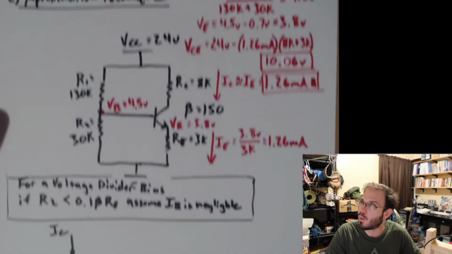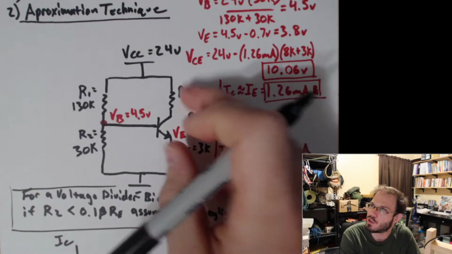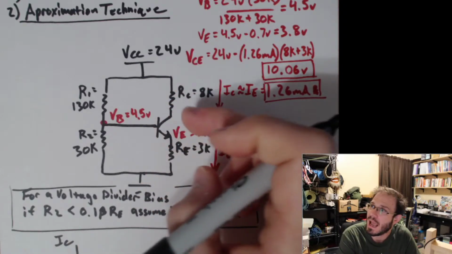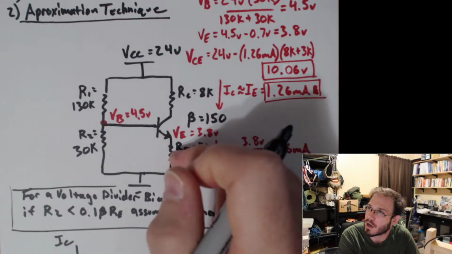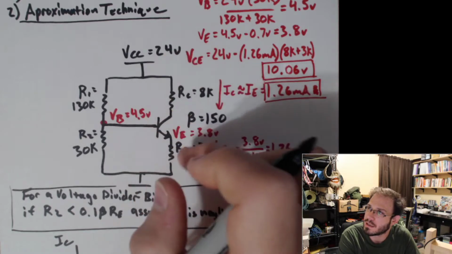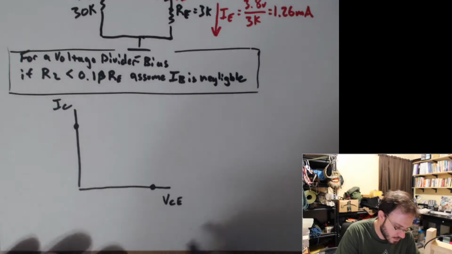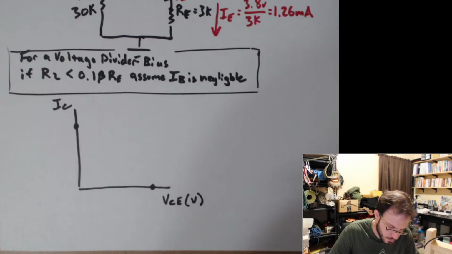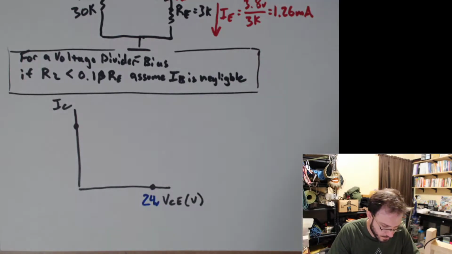Okay, let's start with cutoff. What's VCE when we're at cutoff? Well, it's just 24 volts because this would be behaving as though it's open, and we would have no voltage drop across RC, no voltage drop across RE, so 24 volts minus 0, we get 24 volts at our point of cutoff.